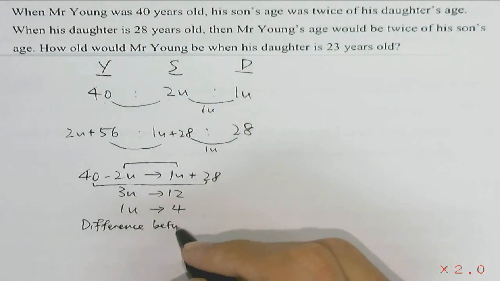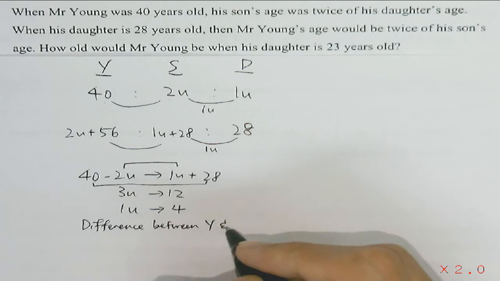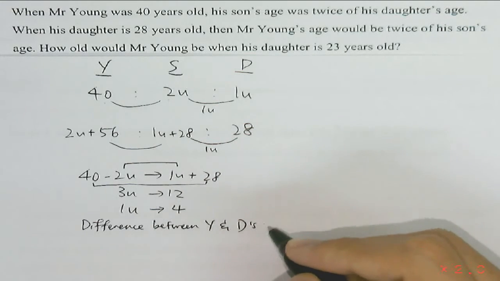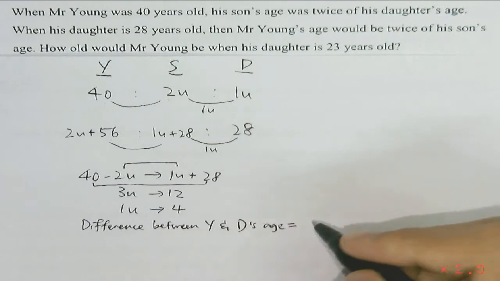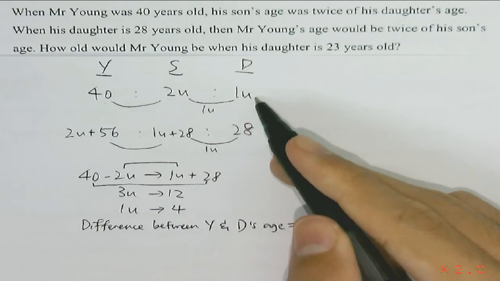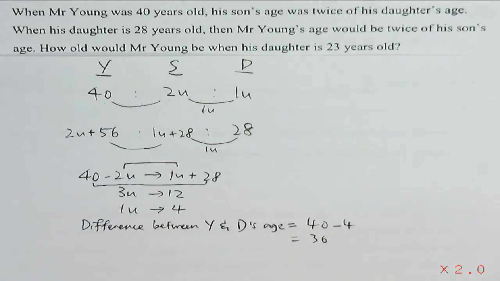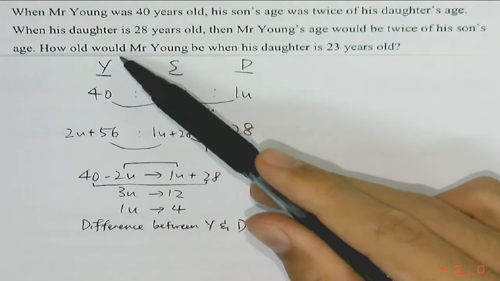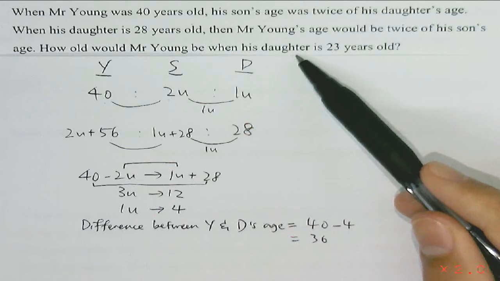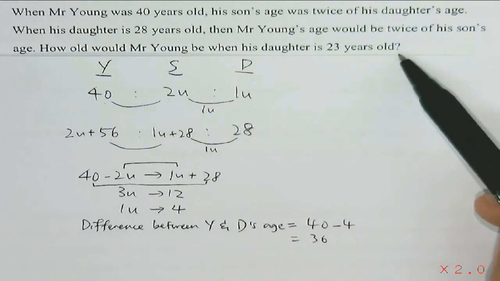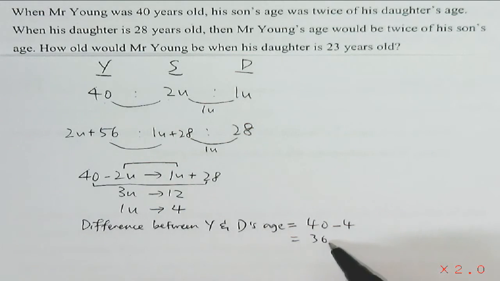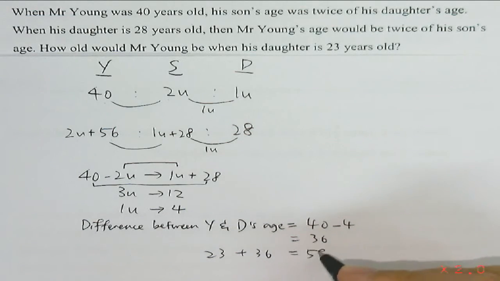difference between Mr. Young and the daughter's age, okay, will be 40, subtracting off 1 unit, which is 4. So that gives us 36. The question asks us, how old would Mr. Young be when his daughter is 23 years old? Since Mr. Young is always 36 years older than his daughter, alright, Mr. Young would then be 23 plus 36 years old, which will give us our answer of 59 years old.